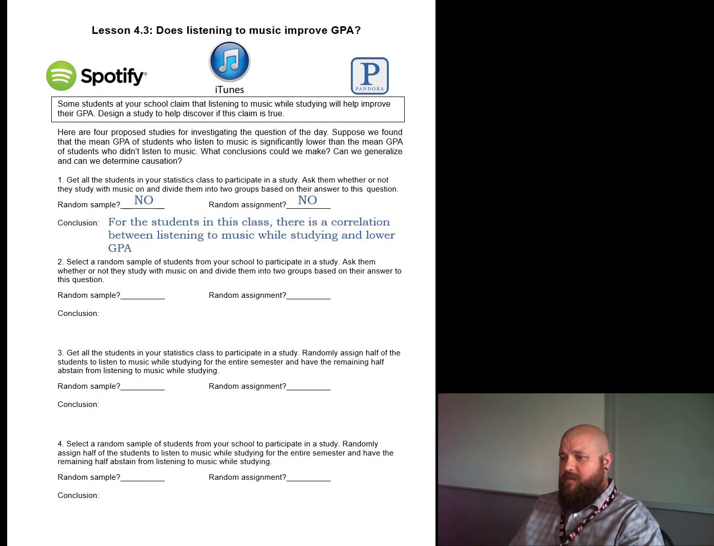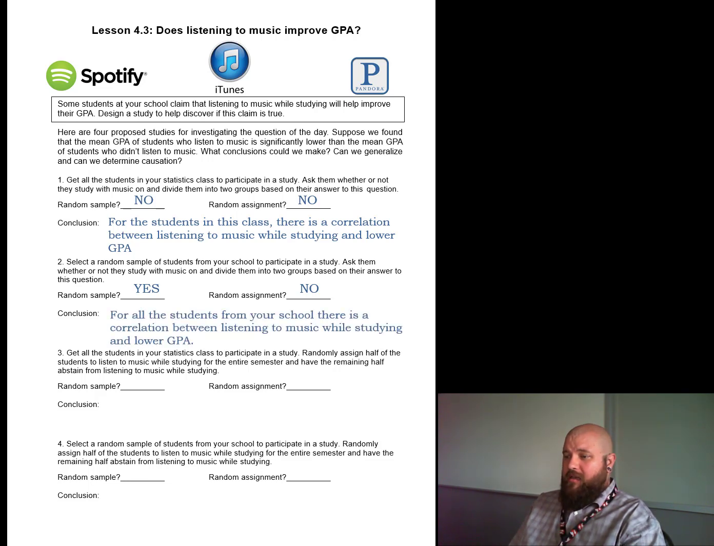So for number 2, select a random sample of students from your school to participate in a study and ask them whether or not they study with music on, and divide them into 2 groups based on their answer to the question. A random sample of students, this is it right there in the problem. So yes, we had a random sample. Now did we do a random assignment? Did we tell them to listen to music while studying or not? No, we didn't. All we did was get a random sample and then ask those students what they did while studying, if they listened to music or not.